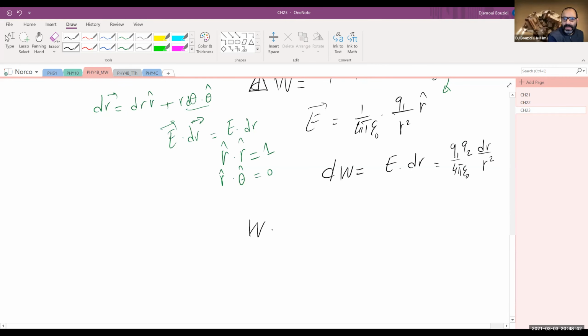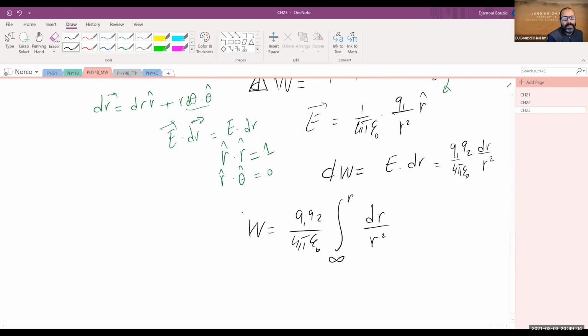So if I do the integration now, W is clearly going to be Q1 times Q2 over 4 pi epsilon naught, the integral from infinity down to R, because we're coming to a point R in space, of dr over r squared. And what is the integral of 1 over r squared? Or 1 over x squared? Isn't that minus 1 over x? So minus Q1 Q2 over 4 pi epsilon naught times 1 over r, evaluated between infinity and r. Makes sense? Or did I make a mistake with the sign now?